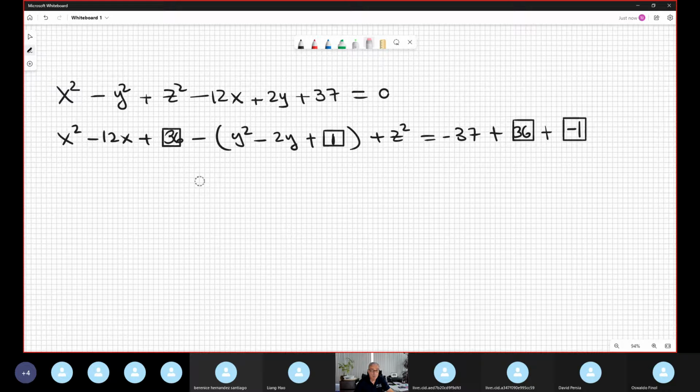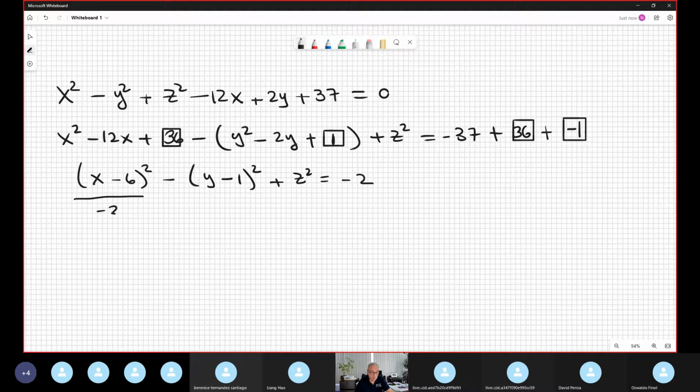Now, factorization. The factorization of that part is x minus 6 squared, minus the factorization of that part, y minus 1 squared, plus c squared equals, let me see, negative 37 and positive 36 is negative 1. But I need positive 1 in the right-hand side. It's not already in standard, no? So you divide everything by negative 2, because I need positive 1 in the right-hand side.